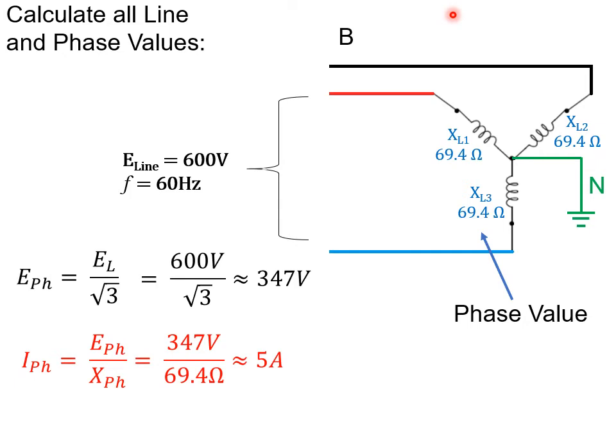Now that we have our phase voltage and we have a phase inductive load, we can find out what our phase current is. 347 divided by 69.4, well, that's going to give us 5 amps per phase. But our Y being similar to a series circuit, our line current and our phase current are both the same. So our line current and our phase current will be approximately 5 amps, depending on how you round.